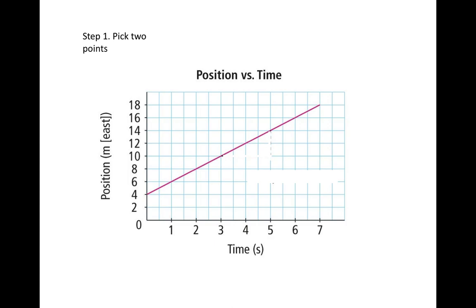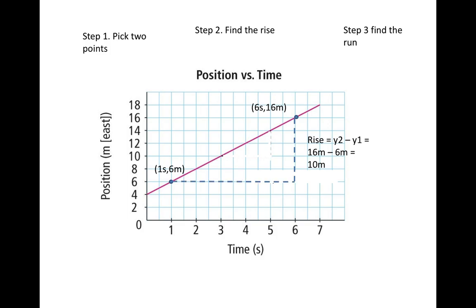So step 1, determining slope, pick 2 points. I'll pick these 2 points. Label the points with your x and y coordinates, distance and time. Find the rise, which equals y2 minus y1. In this case, it's 16 minus 6, which equals 10 meters. Find the run. In this case, that's x2 minus x1, which equals 6 seconds minus 1 second, which equals 5 seconds.